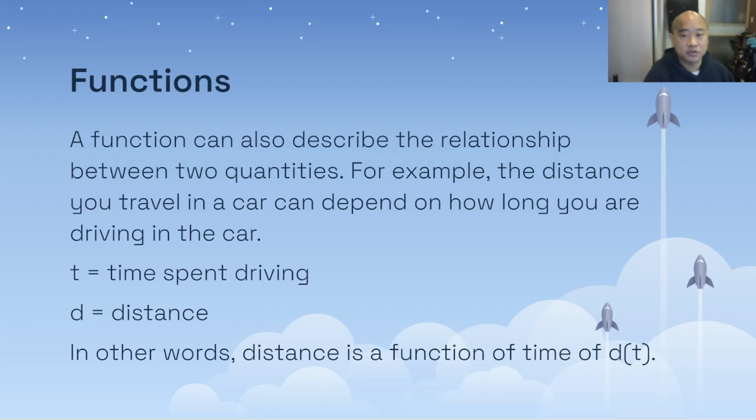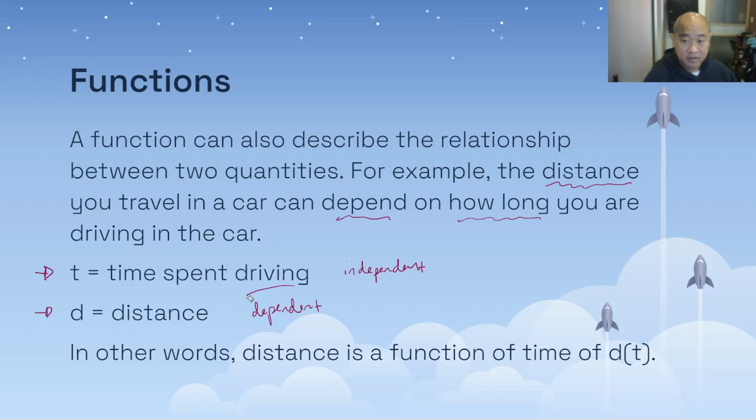A function can also describe the relationship between two quantities. In fact, that's what we most often use it for in pre-algebra. For example, the distance you travel in a car can depend on how long you are driving in the car, right? So this value, the distance, depends on how long. So time spent driving is our independent variable, and distance, which depends on that, is our dependent variable. So in other words, distance is a function of time.